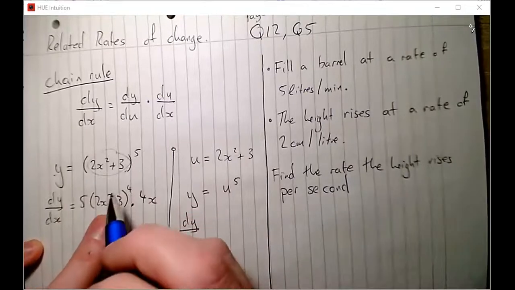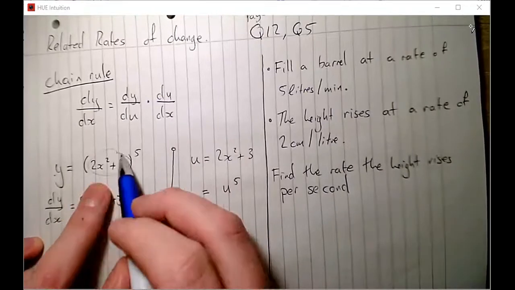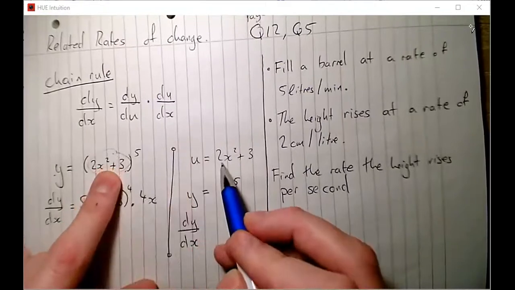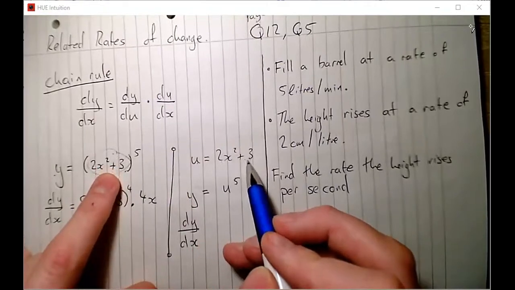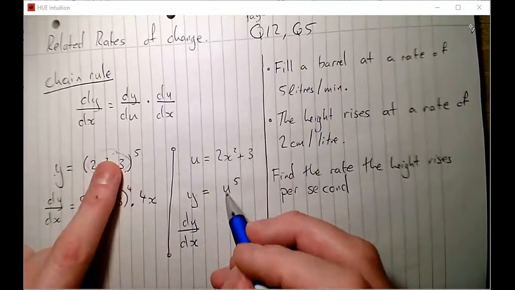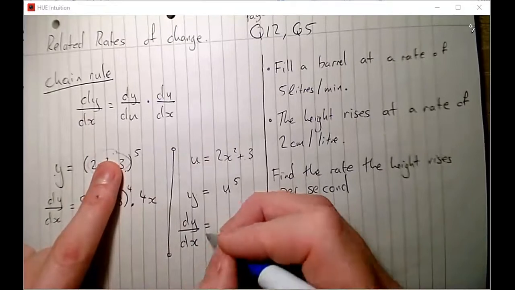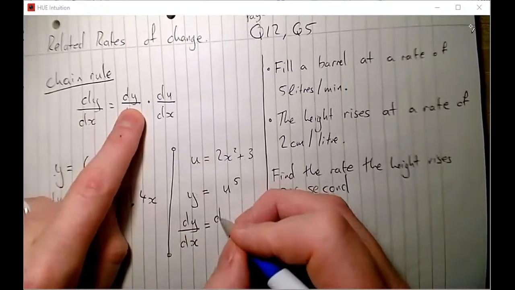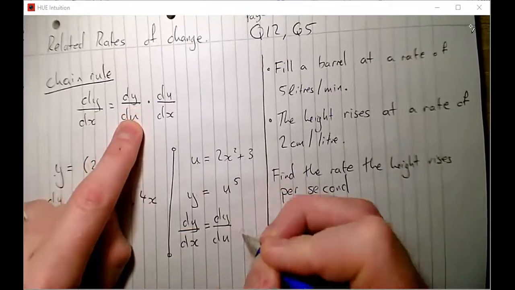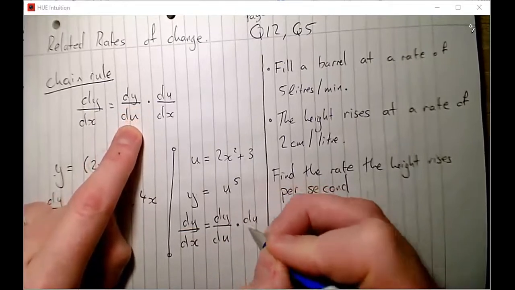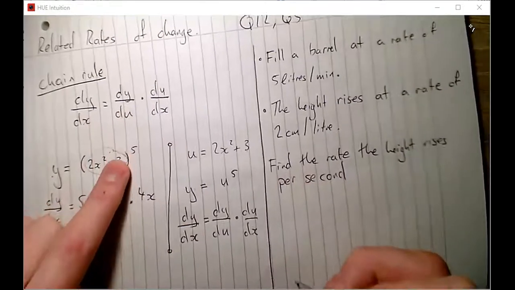A more formal way to do it is to call this thing u. So u is 2x squared plus 3. And so y can be written now as u to the power of 5. And dy/dx is then dy/du multiplied by du/dx.